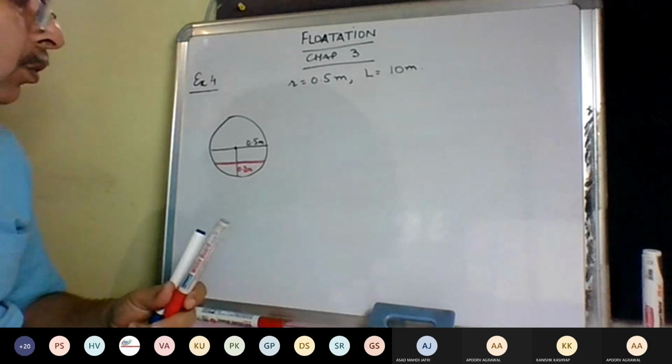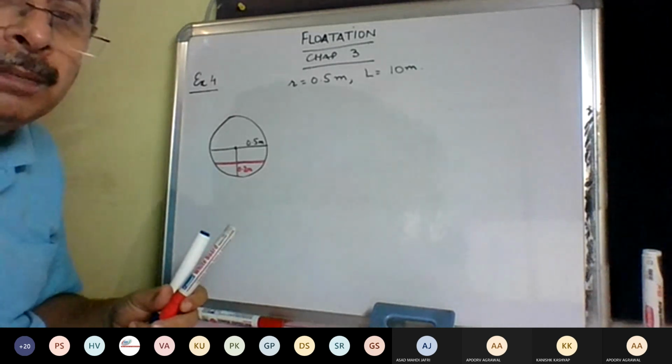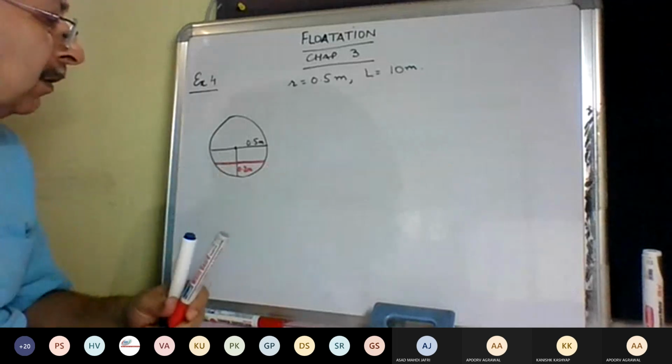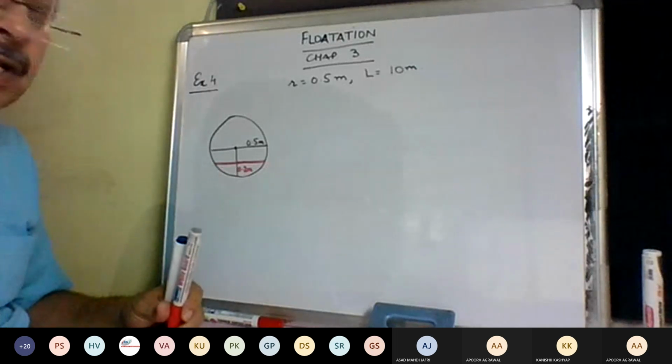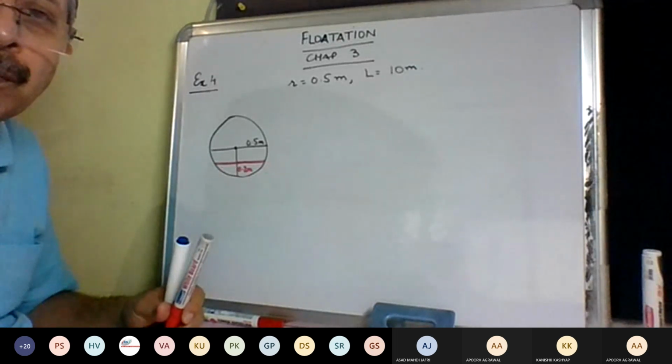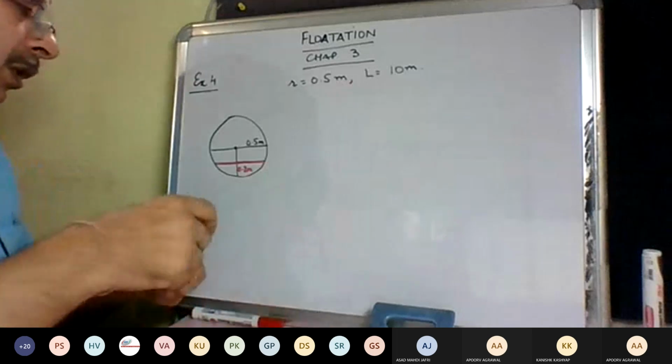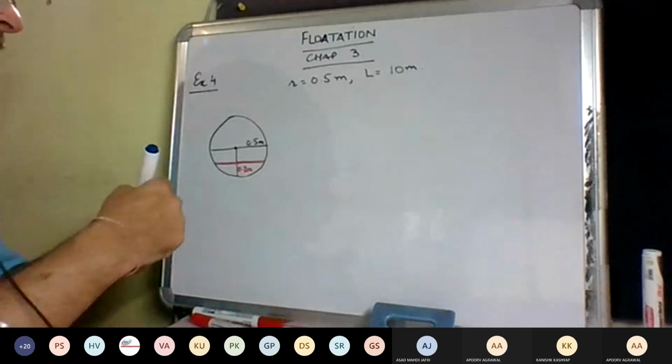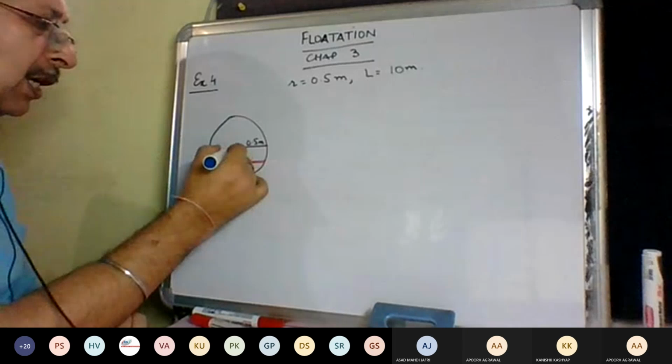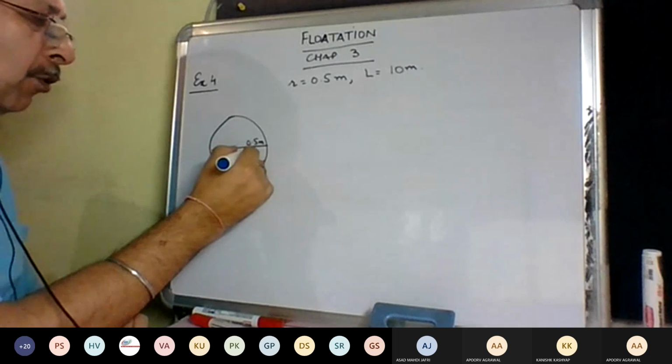So therefore, the portion which is above is 0.3 because the radius is 0.5. So ये 0.2 नीचे चला गया, तो ये 0.3 बच गया.